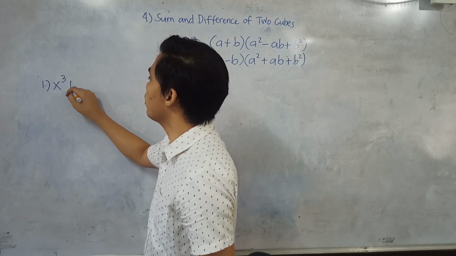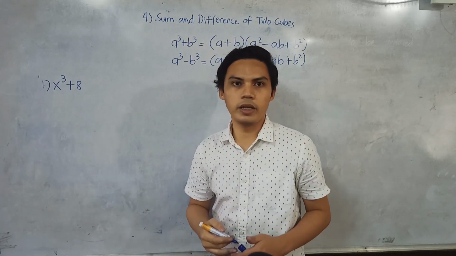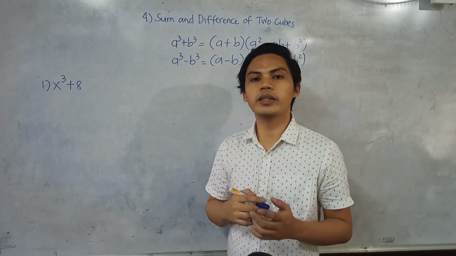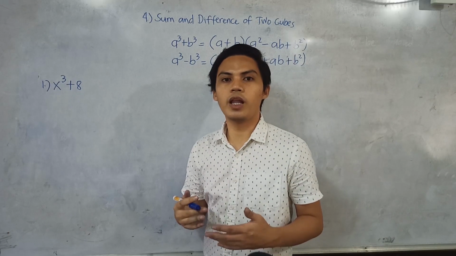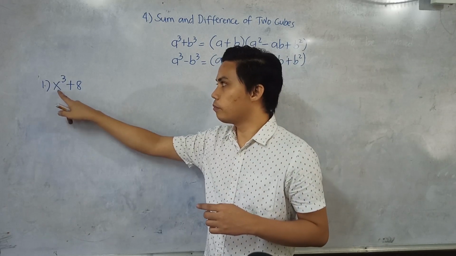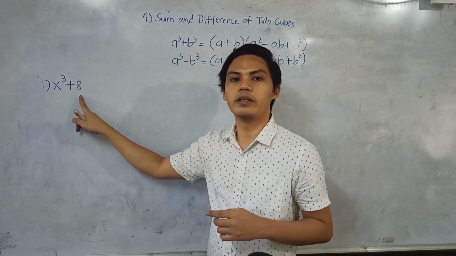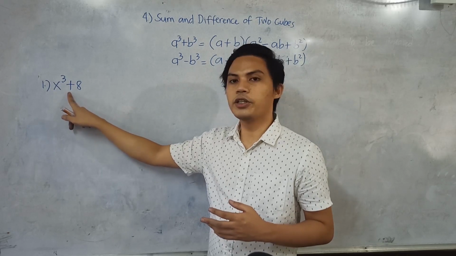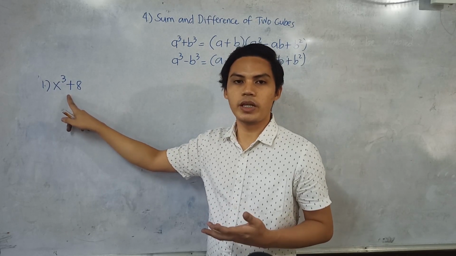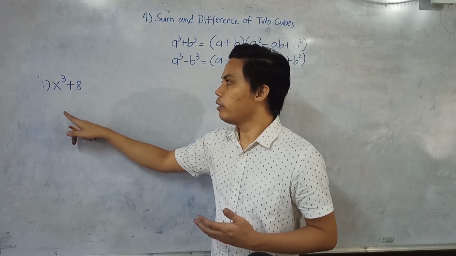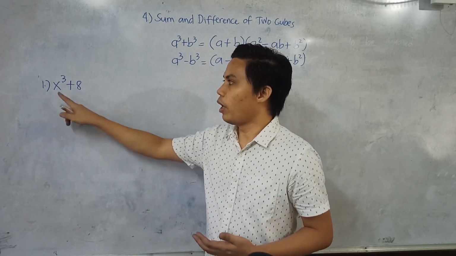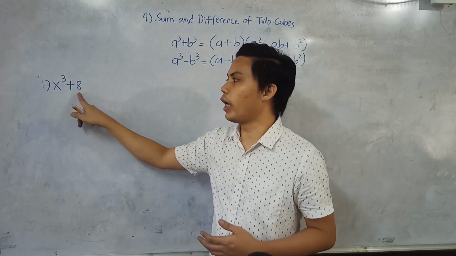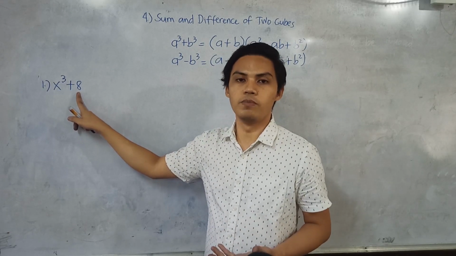Suppose we have x cubed plus 8. Okay. Yung una nating tatandaan, ang sum and difference of two cubes is applicable lang pag una, dapat binomial yung given natin. Okay? Pangalawa, it could either be plus sign or minus sign sa gitna nila. And pangatlo, dapat perfect cube ang bawat term. So x cubed is a perfect cube and 8 is also a perfect cube.